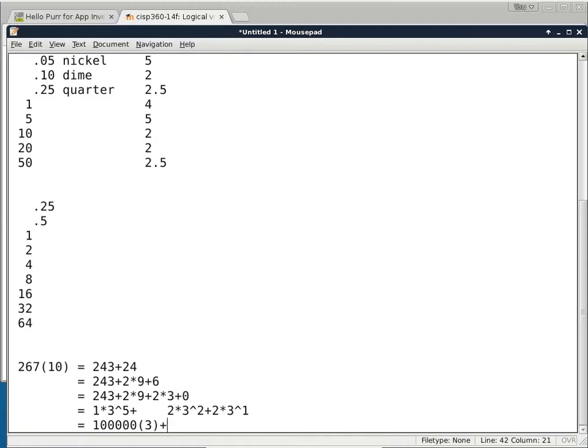What about 2 times 3 to the power of 2? The digit specifies how many, and then the number of zeros indicates which exponent we're dealing with. And this time we're dealing with 3 to the power of 2. That's why we have 2 zeros after the 2.